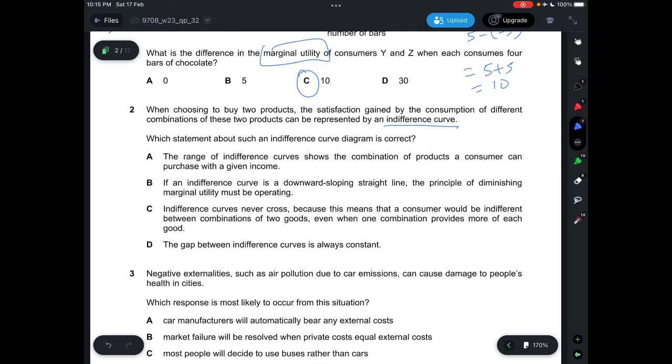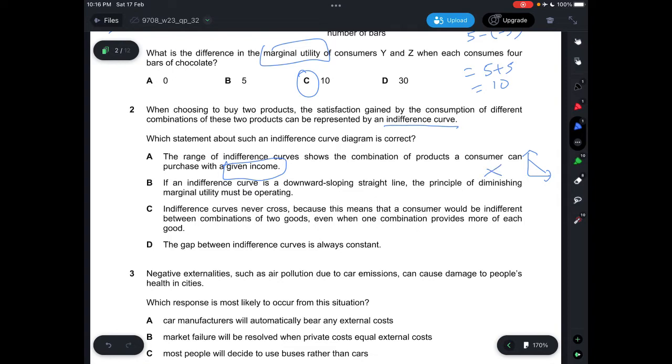It says the range of indifference curves show the combination of products a consumer can purchase with a given income. So there's no keyword here that mentions equal utility. Rather, it says given income. So if it's given income, that means that this can only be shown with a budget line, because a budget line is essentially what represents the maximum combination of 2 goods a consumer can buy with a given income and also the price of the 2 goods. But for an indifference curve, it's equal utility. So here it doesn't mention that, rather it mentioned given income, therefore A is incorrect.